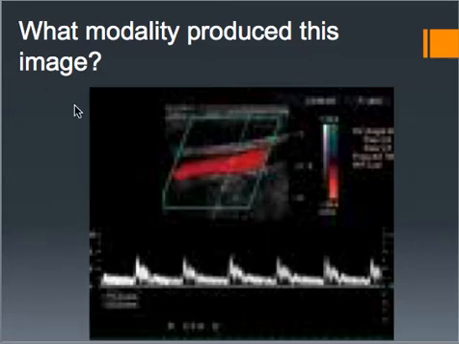This is asking you what modality produced this image, and I'm sorry, I know this image is just a little blurry, but you can still kind of get the gist of it. So this is ultrasound. Ultrasound produced this image. This is a Doppler ultrasound. What it's doing is showing the blood flow, and it's measuring the blood's velocity down here.